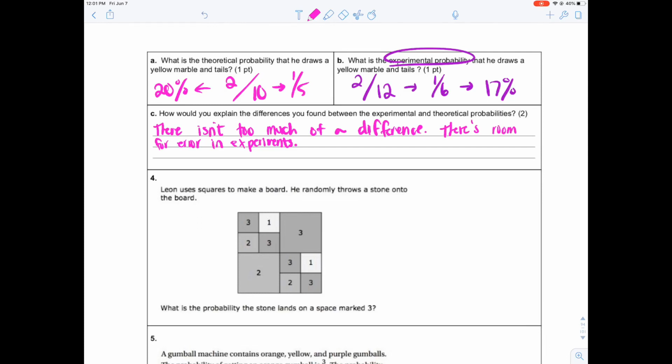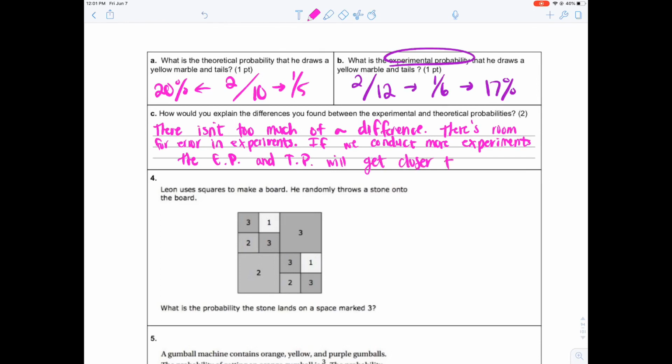I forgot what I was going to say. I lost my train of thought. There isn't too much of a difference. There's room for error in experiments. There we go, I remember it. If we conduct more experiments, the experimental probability and theoretical probability will get closer together.